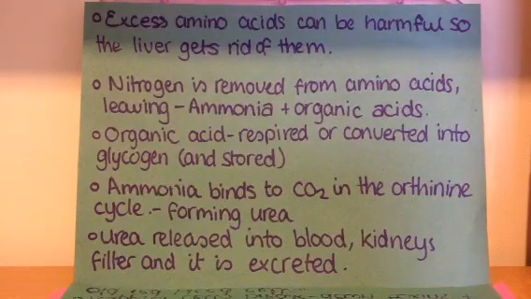Nitrogen is removed from the amino acids, as if you remember from your AS module, all amino acids have a group containing nitrogen. That leaves ammonia and organic acids. So the organic acid is respired or converted into glycogen, which is a carbohydrate and stored in the body. Ammonia, which is NH2, binds to carbon dioxide in the ornithine cycle, forming urea. And the urea is then released into the blood, where the kidneys filter it and it is excreted.